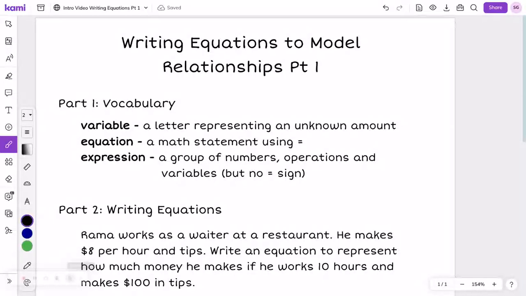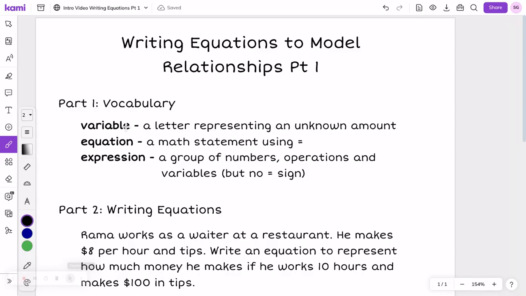Hello, math students. This is our introduction to our lesson on writing equations to model relationships. This is a two-part lesson. The first part really focuses on: can you write an equation given a story? Some of the vocabulary in this lesson should be reviewed if you took pre-algebra with me.